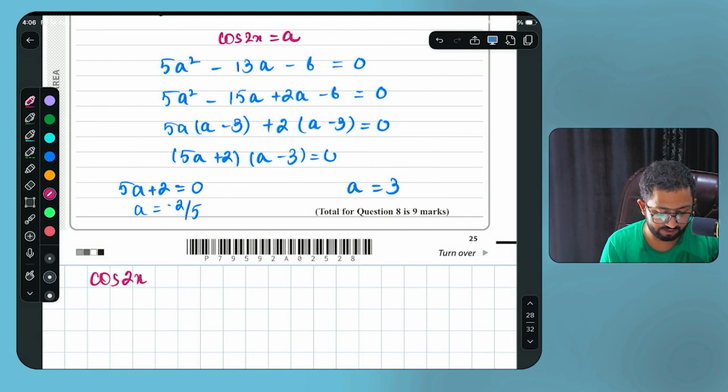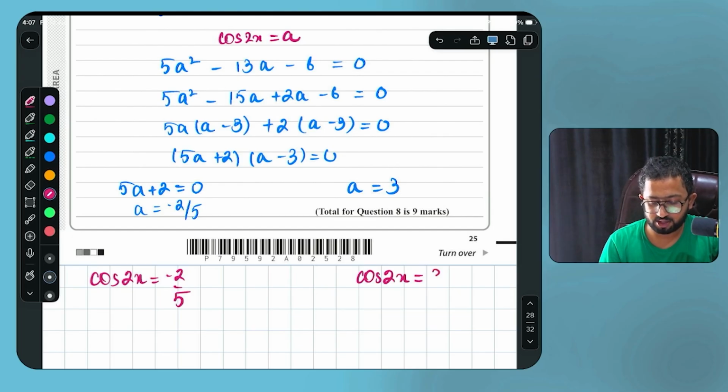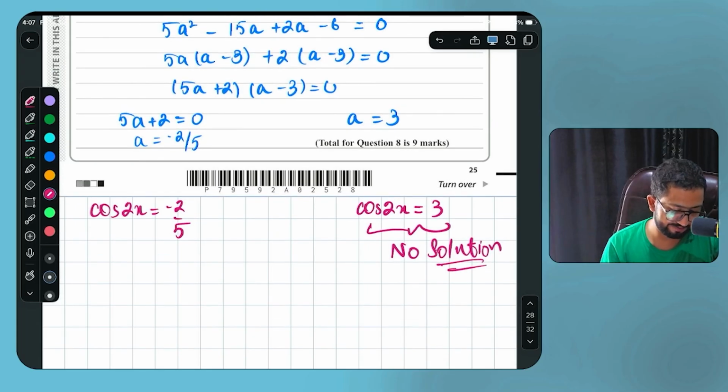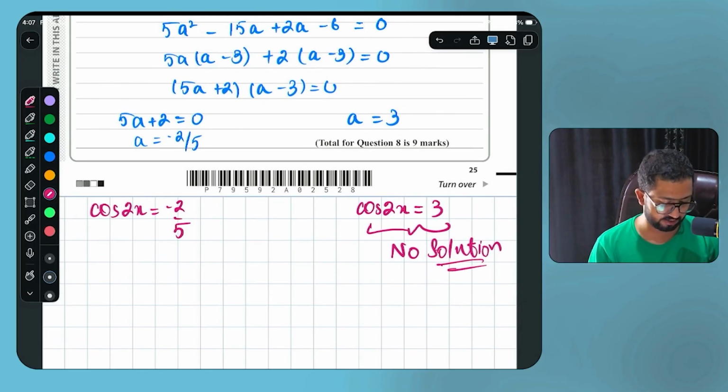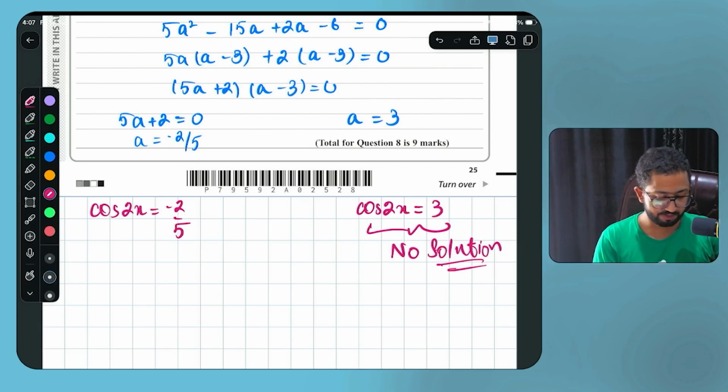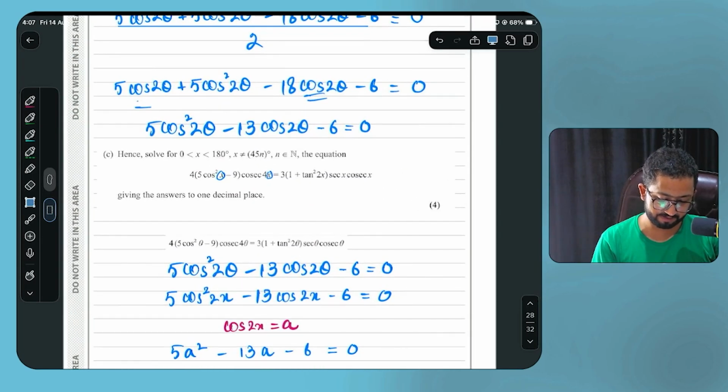And again, everyone knows I have to substitute cos 2x. Cos 2x equal to 3. You will not get any answer. There is no solution because the cos value is always between 1 and minus 1, which is included. It cannot be greater than 1 and cannot be less than minus 1. Simple.